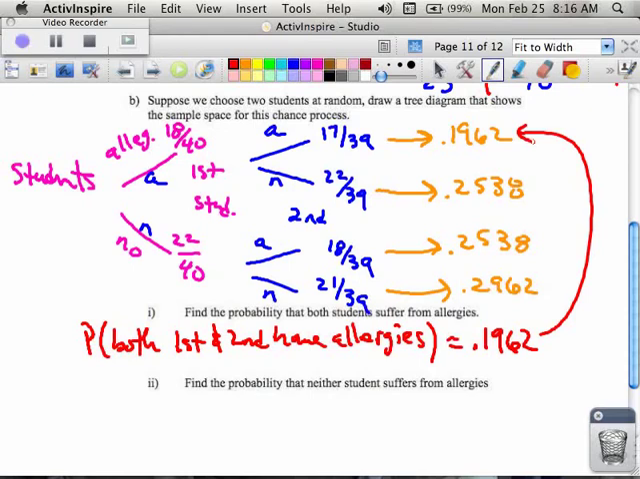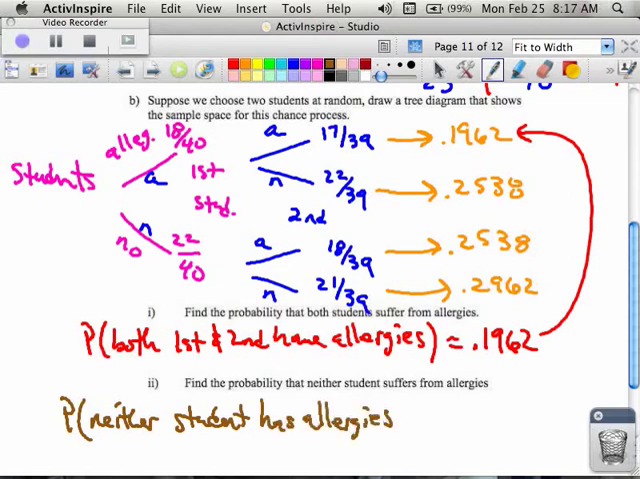And then the second question says, what's the probability that neither has allergies? And so I follow the other branch, or one of the other branches. So neither student has allergies. And if I follow the bottom branch, no and no, that's 0.2962.